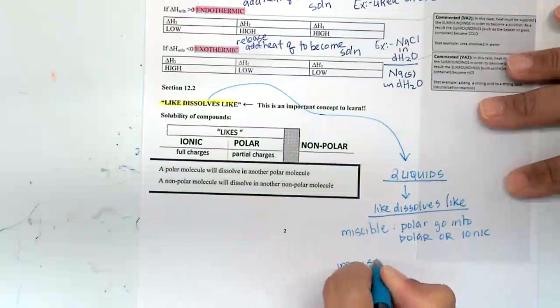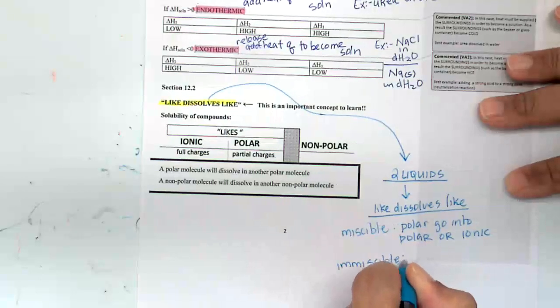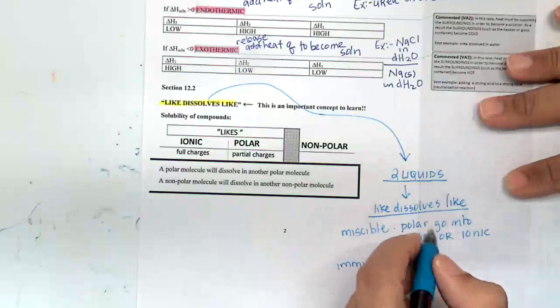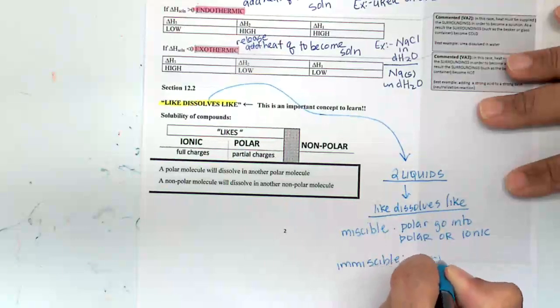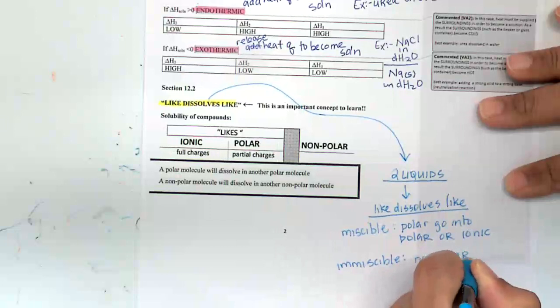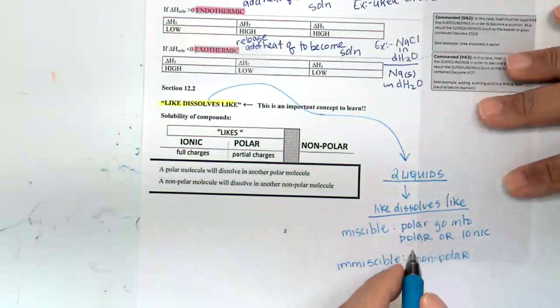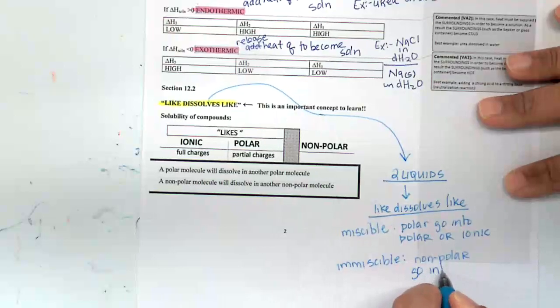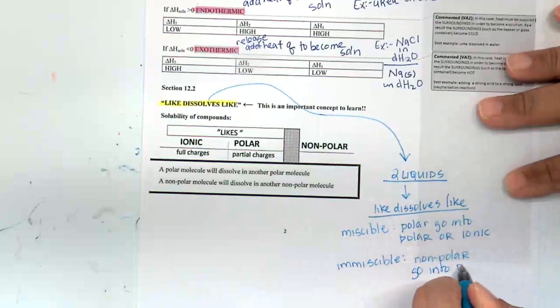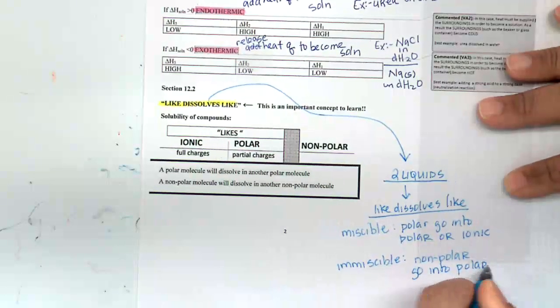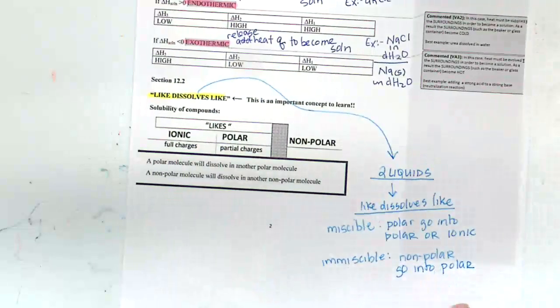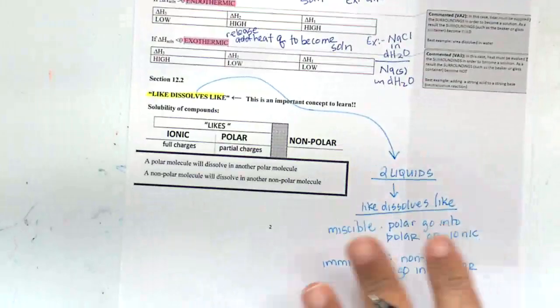And then there's immiscible. Nonpolar will go into nonpolar. Two liquids, like dissolves like. Oh, nonpolar going into polar, that's immiscible. So miscible means polar goes into polar, or nonpolar goes into nonpolar.